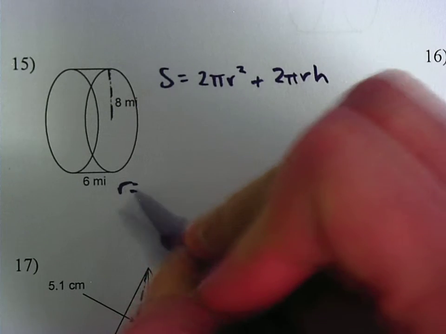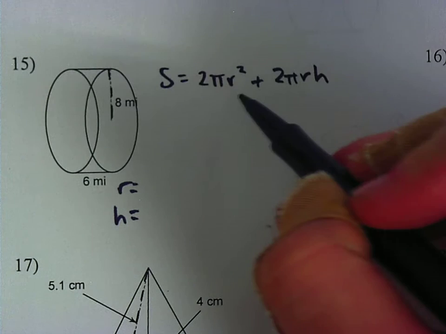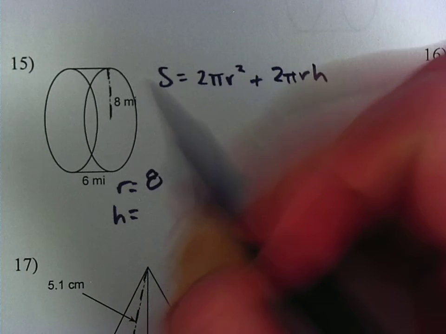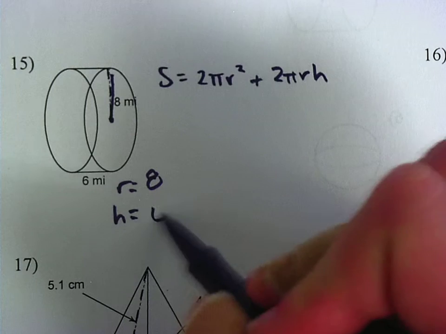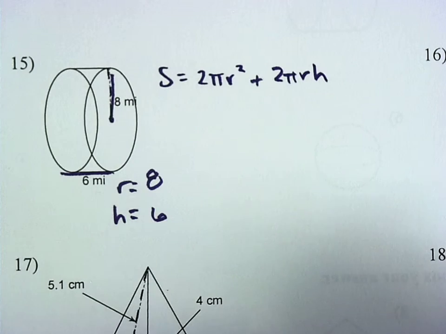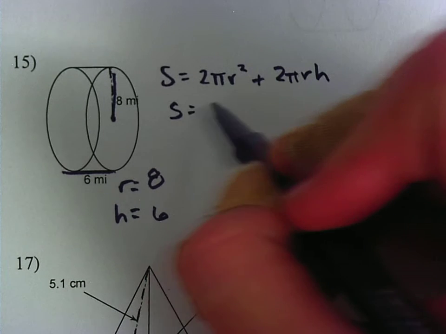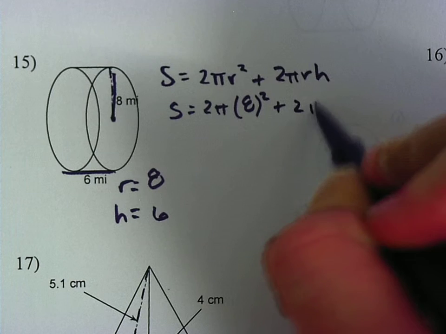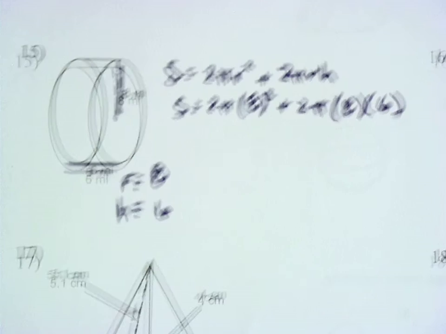So we need to find two things. We need to find r and we need to find h. And that's just because there's an r, there's an h in our equation. So r equals 8, right? It's the radius here. And then h is 6, it's the height, the distance from base to base. So surface area equals 2 pi times 8 squared plus 2 pi times 8 times 6.